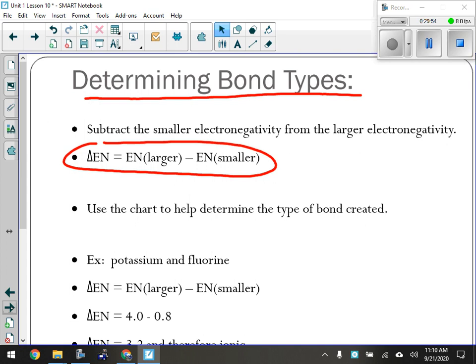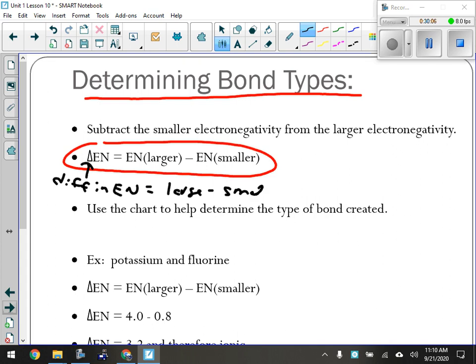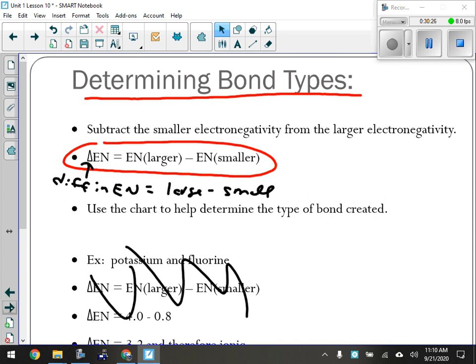Basically, we're looking at the difference in electronegativity. I'll get out of your way here. We're just going to say the difference in electronegativity: we take the bigger number minus the smaller number. That's all. And I'm not going to get you to copy this either, because we'll go back and do the examples with the three that we did.